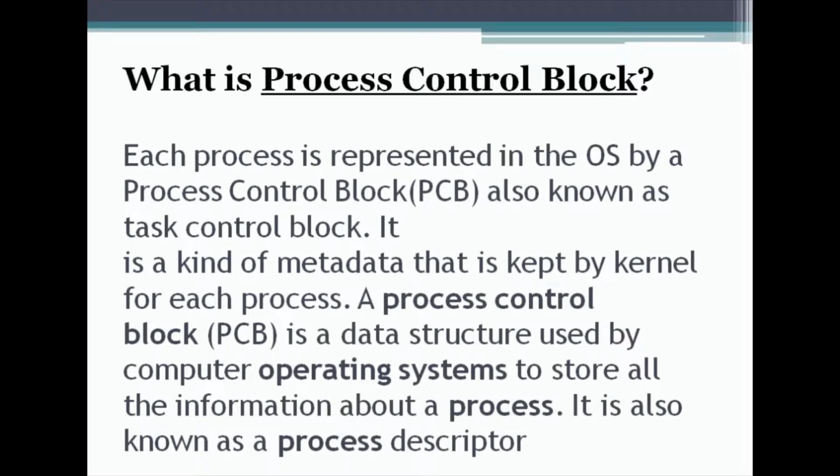Now, the operating system consists of two parts: the kernel space and the user space. The kernel space, before executing, keeps metadata so that it can keep track of the processes which are getting executed. So this is a process control block.